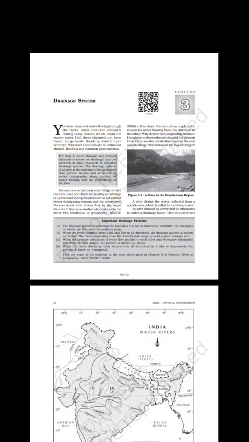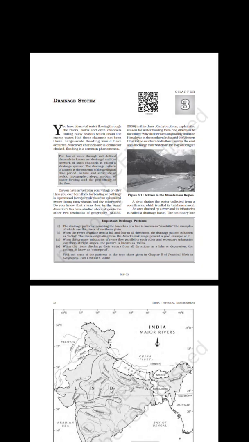Take a look at figure 3.1, a river in the mountainous region. A river drains the water collected from a specific area, which is called its catchment area. An area drained by a river and its tributaries is called a drainage basin.